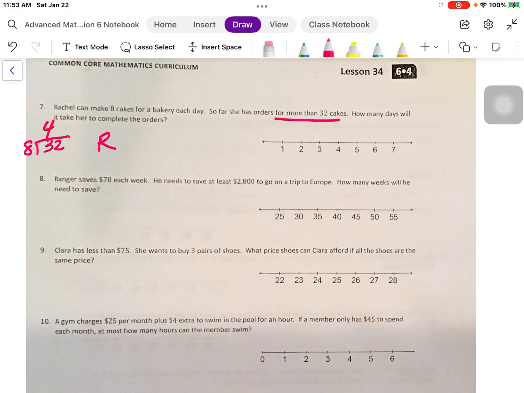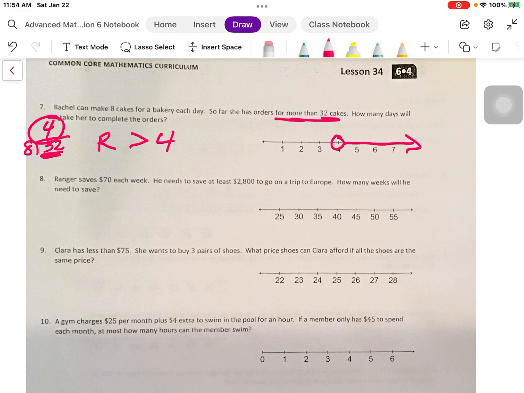Okay, so we've got Rachel, and we got 4 days here. But she has more than 32, which means she's going to need more than 4 days. If she needs more, it's going to be greater than 4 days. It can't be equal to 4 days because she has more than 32. If she had exactly 32, it could be that, but she has more than. So the inequality is going to look like that. We're going to go to the 4. It's going to be an open circle, and R has to be greater than that, so it's going to go to the right.